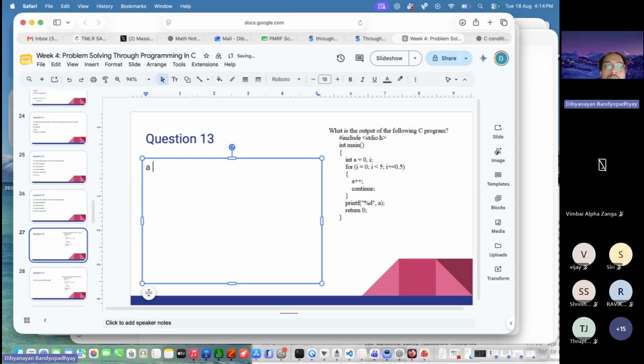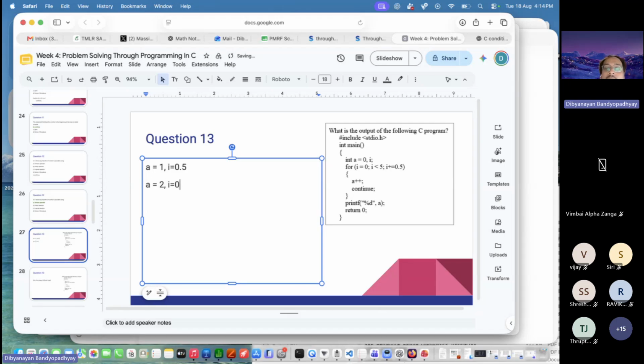So a will be, after one step, 1, correct? Then it will go to continue again. And after a equal to 1, i is also incremented, correct? And if you go to continue, it will again begin from here. So i will be initialized to 0 again, and basically a will be 2, i will be again 0.